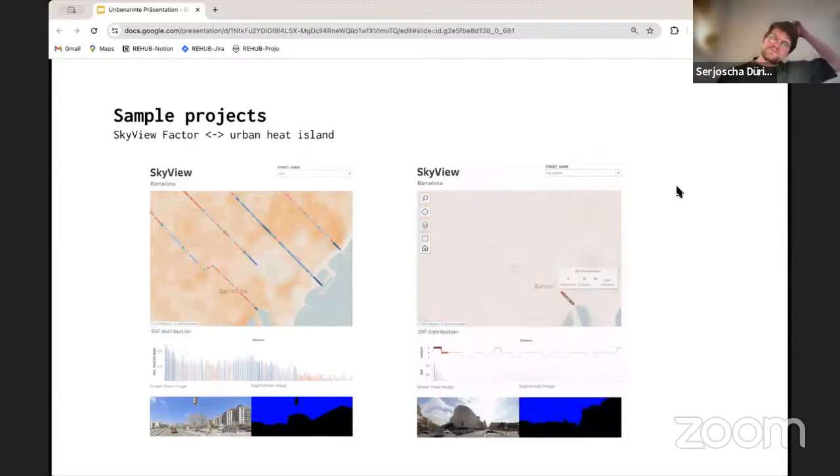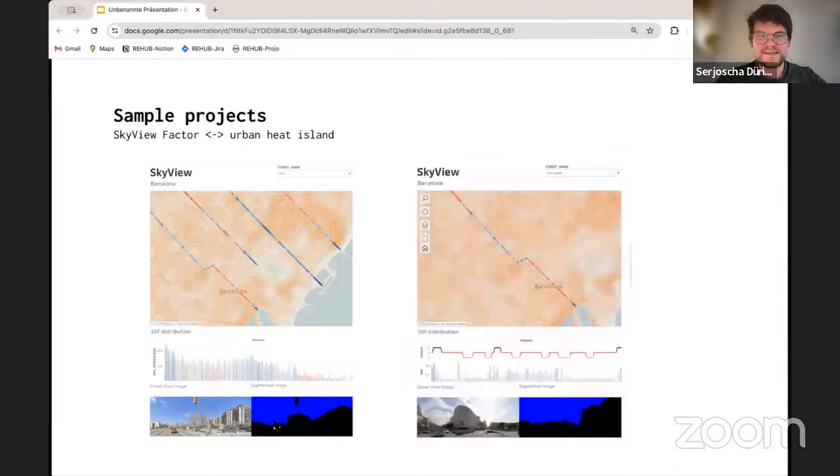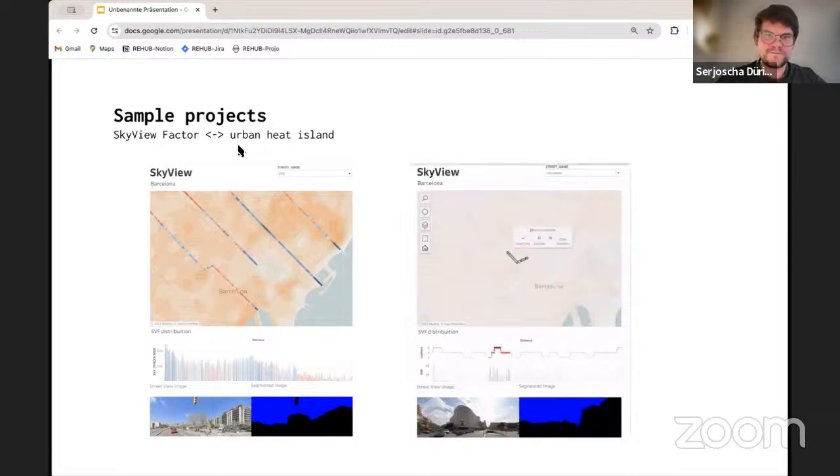Here, another project. They used computer vision, essentially image segmentation, to get the amount of sky, the sky view factor, and they tried then if they can correlate the sky view factor in Barcelona back to the temperature to predict urban heat islands.